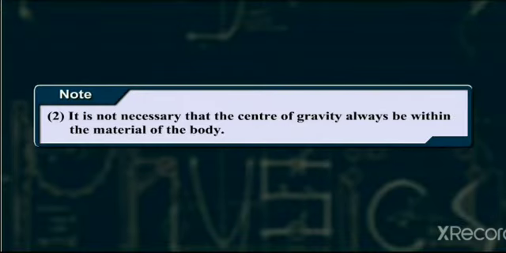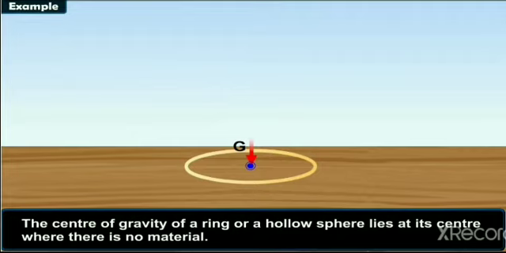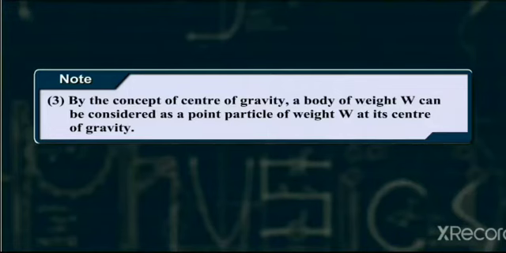2. It is not necessary that the center of gravity always be within the material of the body. Example: the center of gravity of a ring or a hollow sphere lies at its center where there is no material. 3. By the concept of center of gravity, a body of weight W can be considered as a point particle of weight W at its center of gravity.